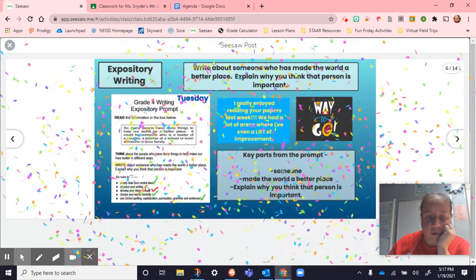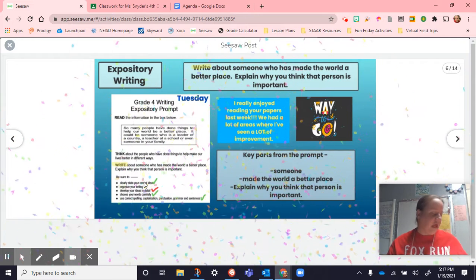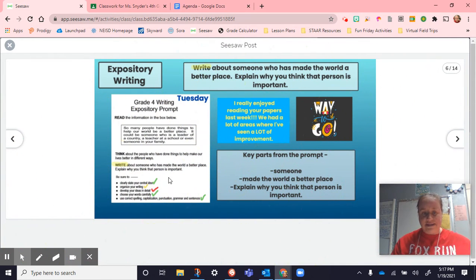And then the organizing our writing, I put that in yellow because that's still kind of a work in progress. We're not quite as strong as I want us to be. Some are really understanding that our papers are going to have an introduction, either 2 to 3 body paragraphs, and then a conclusion.